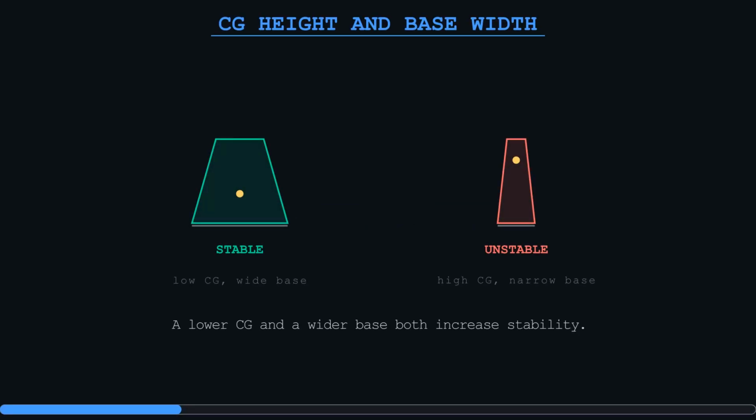How stable an object is depends on the height of its center of gravity and the width of its base. An object with a low center of gravity and a wide base is difficult to tip over. An object with a high center of gravity and a narrow base tips over much more easily. This is why aircraft loading charts carefully control both the weight and its position to keep the CG within safe limits.